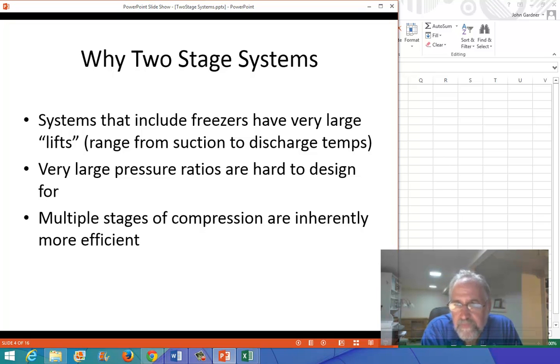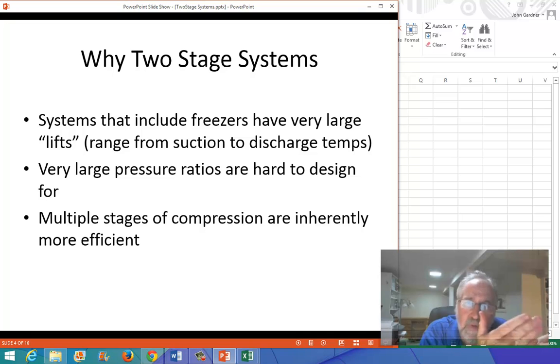So why a two-stage system? Well, particularly if you have a freezer, you're taking heat from a very low temperature in the cold space and rejecting it to ambient, which can be very hot. And of course the saturation pressures at those temperatures determine the pressure ratio, the ratio between the outlet and inlet pressure of the compressor. We talk about these systems needing very large lifts. And if these pressure ratios get high, it's hard to make the system work. It's also very inefficient. So, rule of thumb, a pressure ratio can be maybe as high as 5, but not as high as 10. And these systems, for a single stage, would require a pressure ratio of about 10. So it's just not very practical to do it that way.